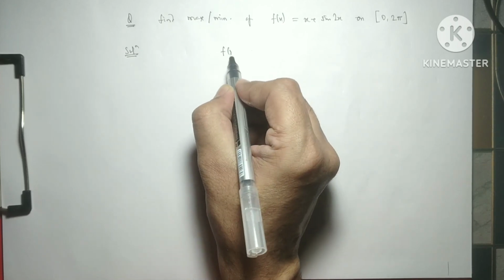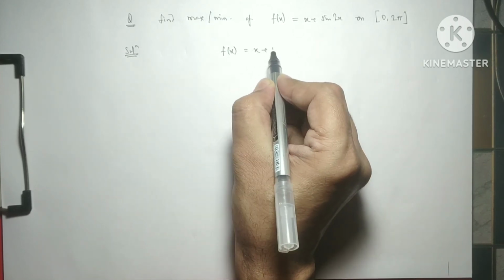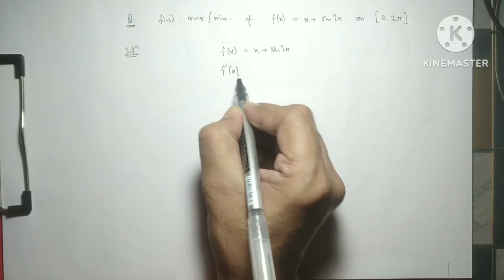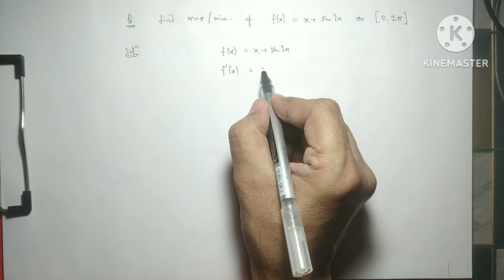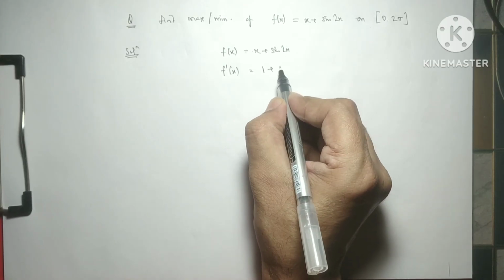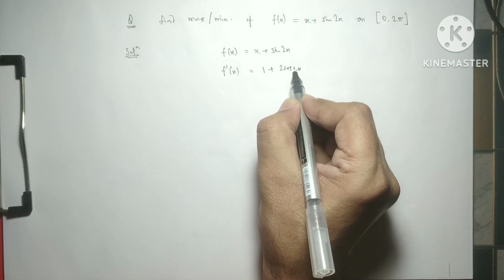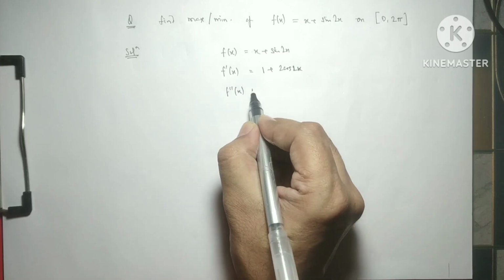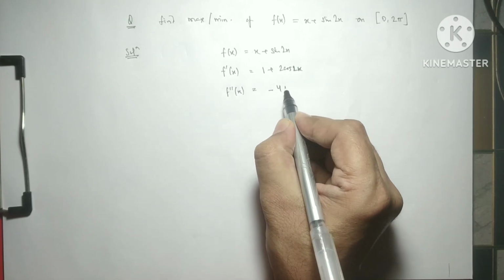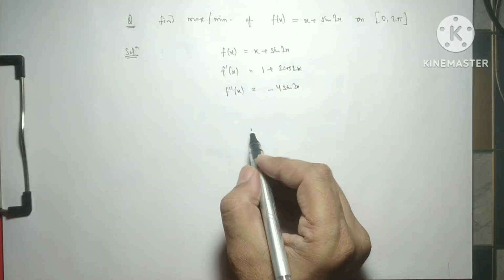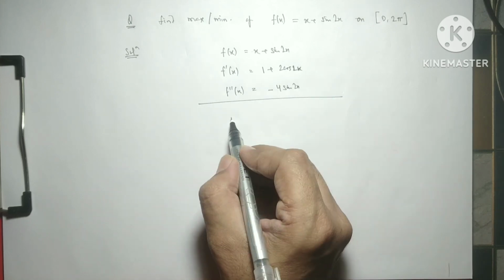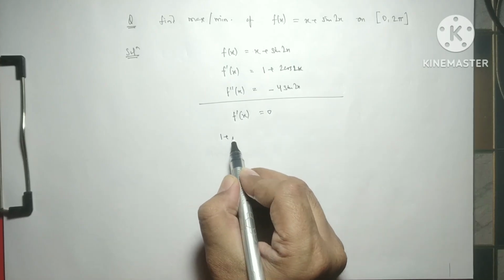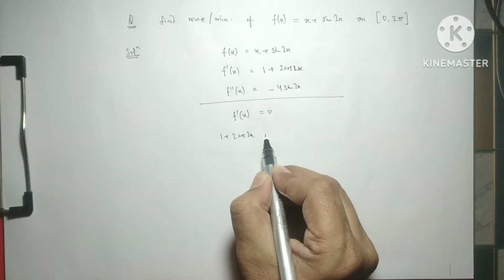So we have the function x plus sine 2x. First we collect f dash x, that is, on differentiation we get 1 plus 2 cos 2x. And f double dash x will be minus 4 sine 2x. So we put f dash x equal to 0, meaning 1 plus 2 cos 2x is 0.